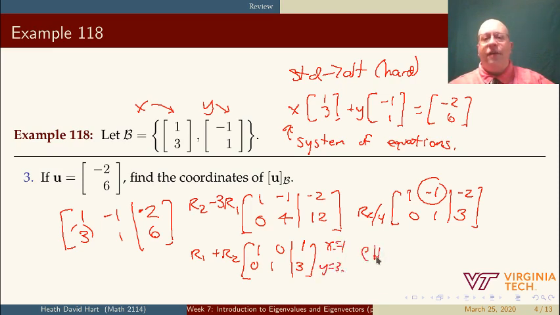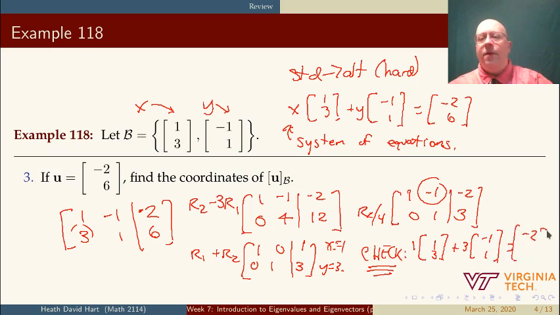We can check this by substituting this back in and seeing if that actually works. If I take 1 copy of 1, 3 and 3 copies of negative 1, 1, what's the total? In the top row, we have 1 and negative 3 is negative 2. And in the bottom row, we have 3 and 3, which is 6. And so that checks. And so the alternate coordinates of UB are 1, 3.